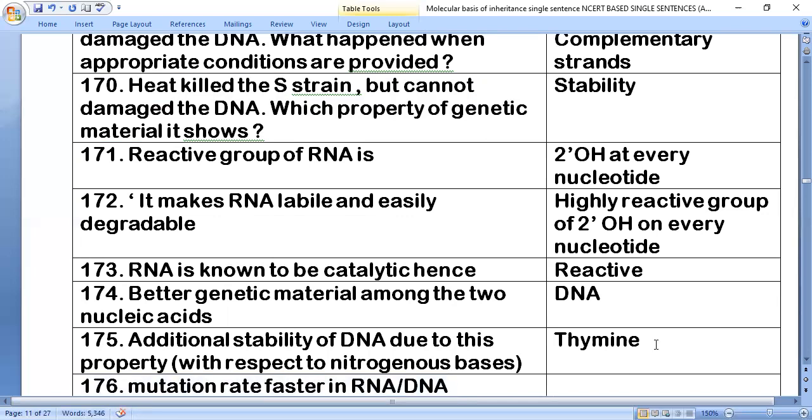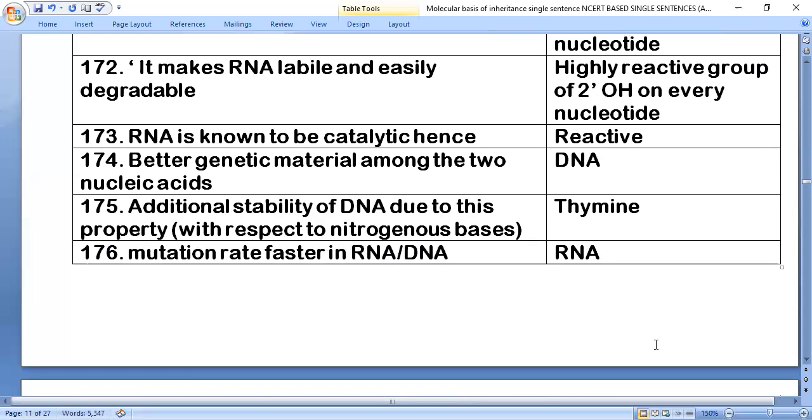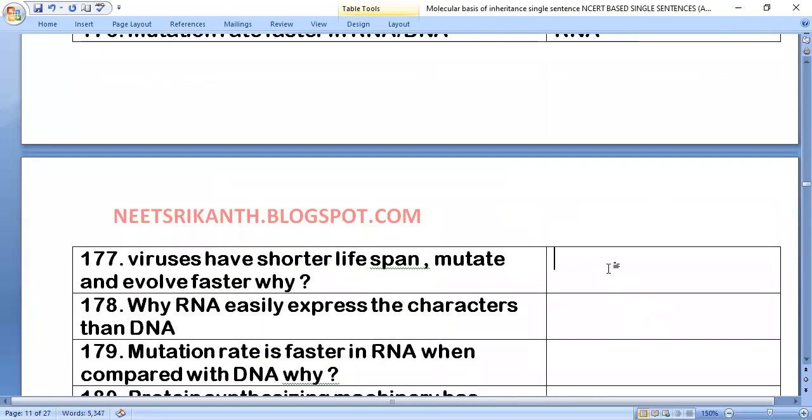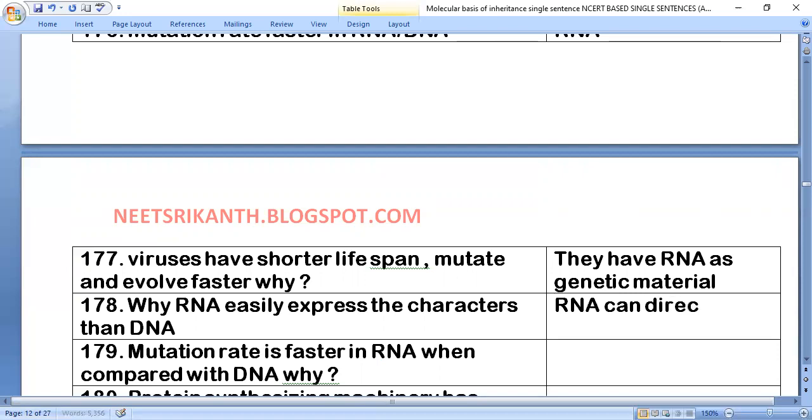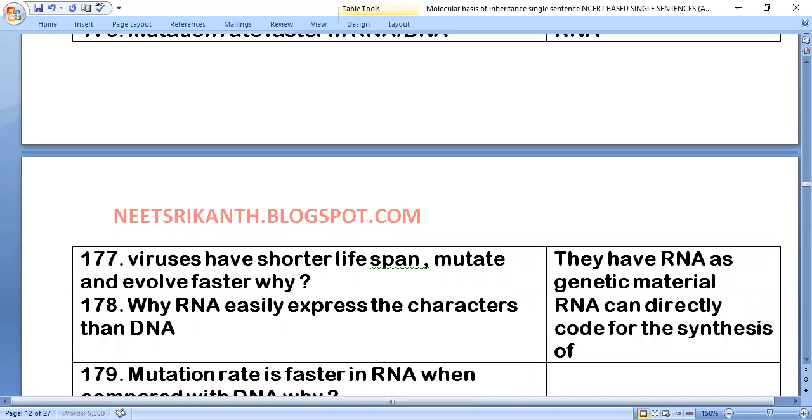Is the mutation rate faster in RNA or DNA? RNA. Viruses have a shorter lifespan and mutate and evolve faster. Why? They have RNA as genetic material. Why does RNA express the characters more easily than DNA? RNA can directly code for the synthesis of proteins.